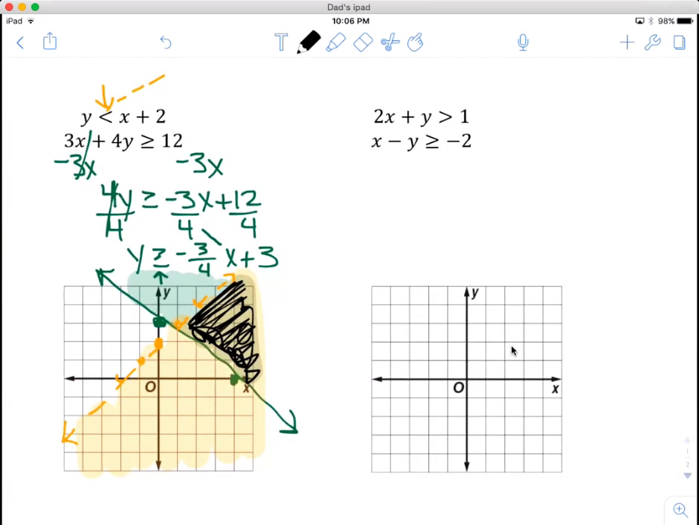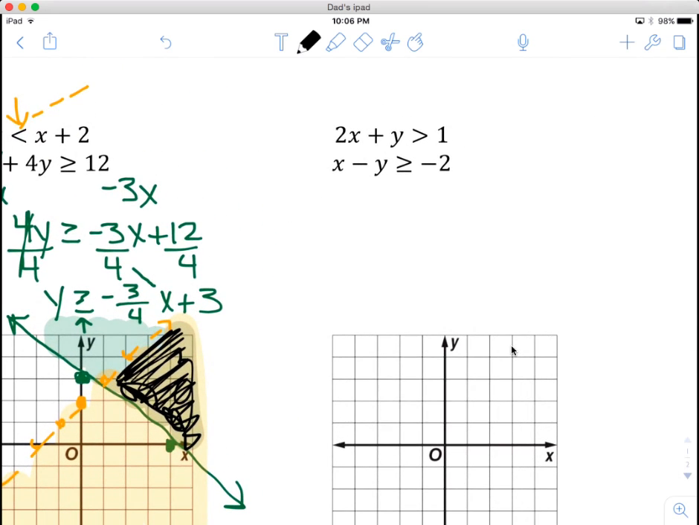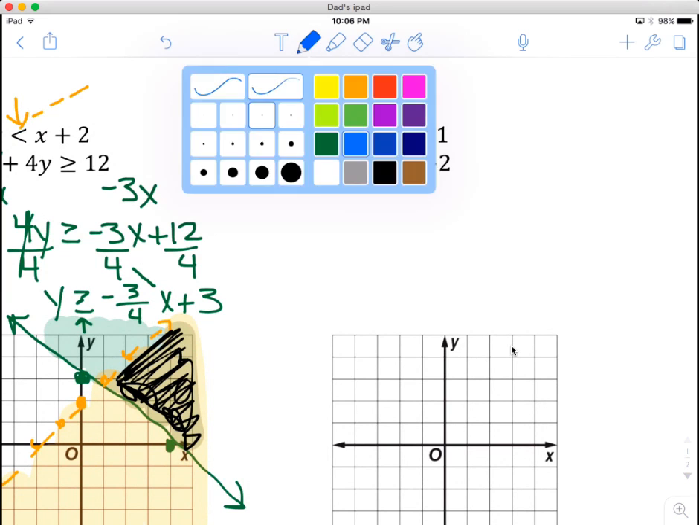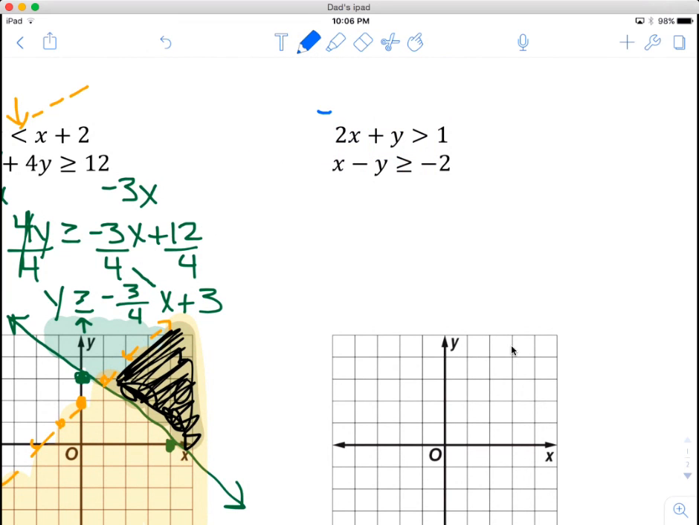All right, let's look at this last one. Neither one of these are solved. So we're going to solve them both. So let's start up here. Let's subtract 2x, subtract 2x. So we have y is greater than negative 2x plus 1. This is a negative slope and a dotted line because it is not equal to. Greater than shades up.